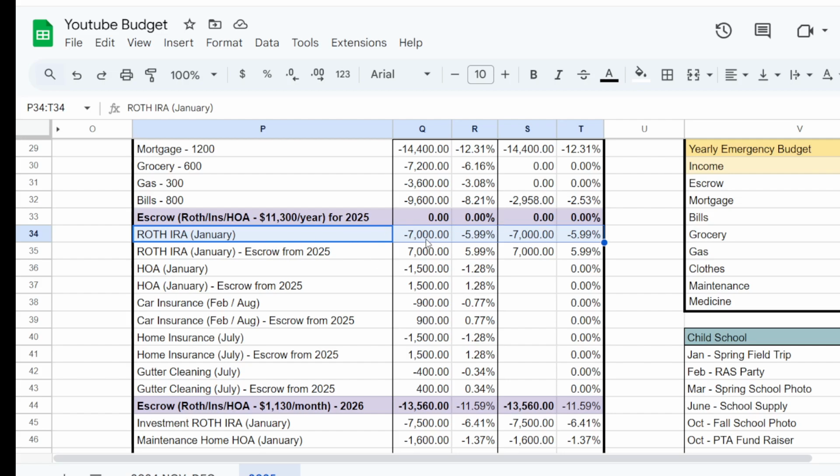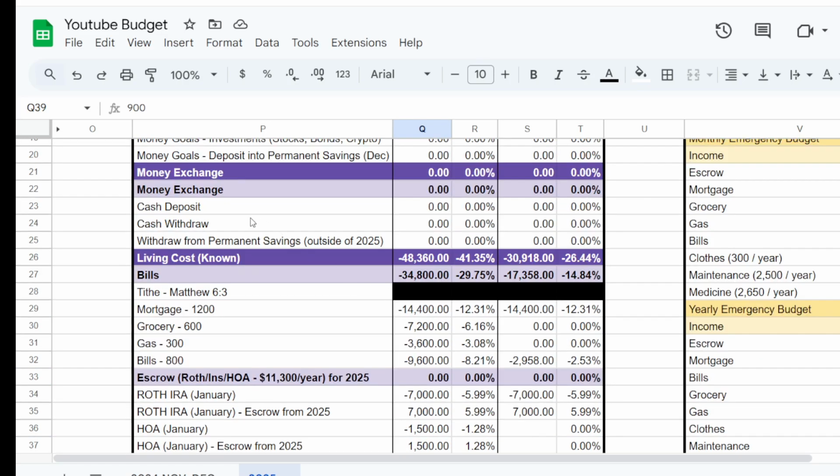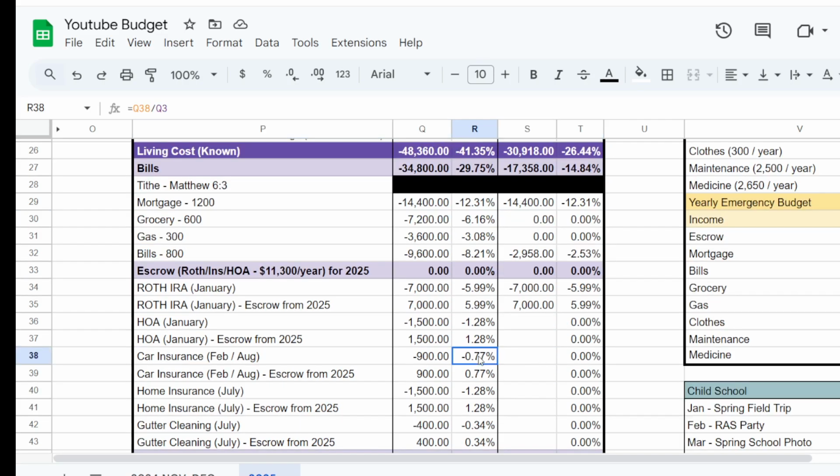I'm going to count that as an expense, but I'm going to add $7,000 to my account, so it all balances out to zero. If there's any extra money, I think I'm just going to leave it in the escrow and let it accrue for the coming year, or I might just take out the money and carry it around as cash, so I don't have to withdraw cash from this category.